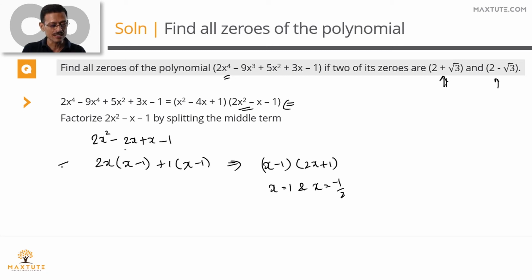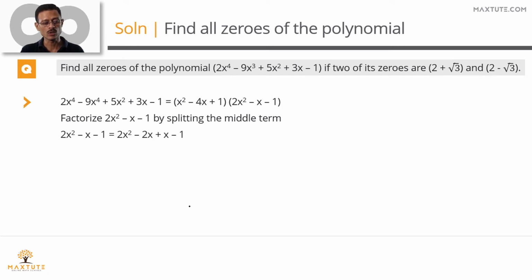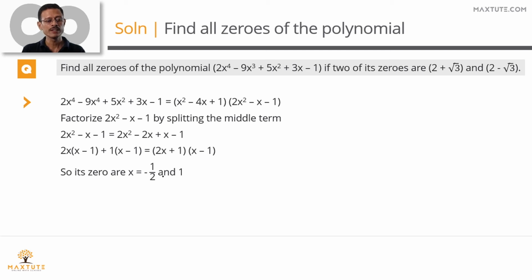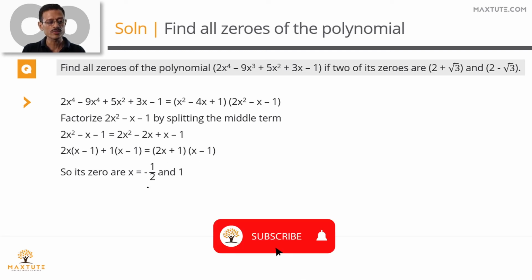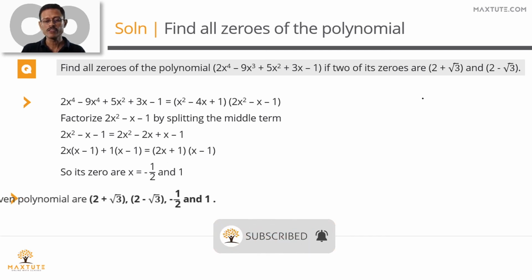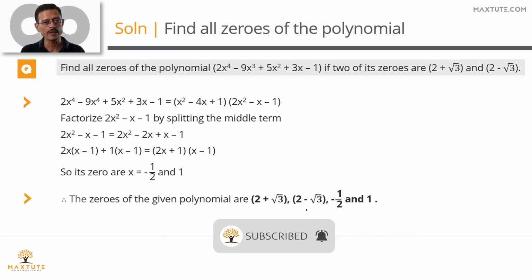Let's summarize this last bit in a printed form as always. So this factorizes as 2x square minus 2x plus x minus 1 to leave us with an expression which is 2x plus 1 into x minus 1. Equating each part to 0, the zeros are minus half and 1. The first two zeros were 2 plus root 3 and 2 minus root 3, I'm sorry. The two zeros that we found out are minus half and plus 1. So these are the 4 zeros of this polynomial.